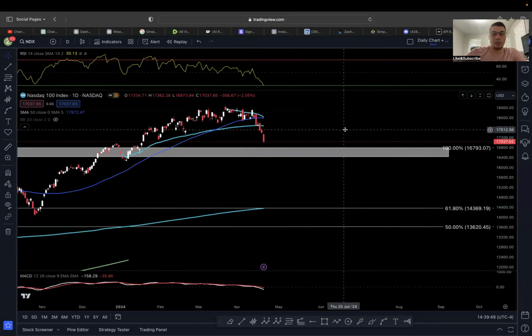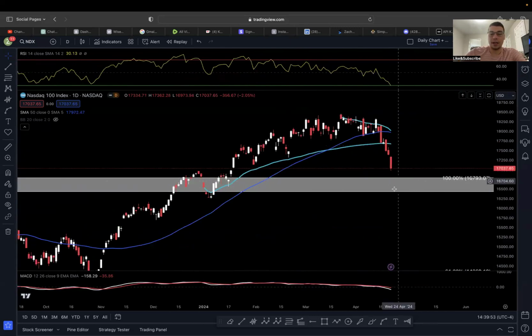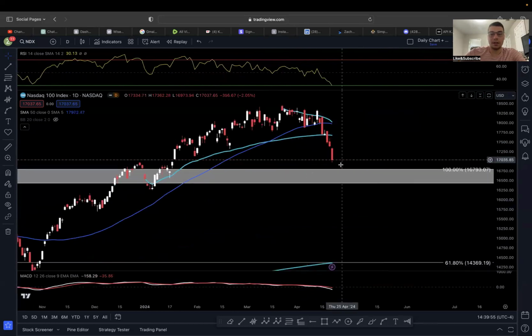Right now, there's still a lot of work to be done. So we started on that higher time frame. We saw that there's a key zone in this level. We know that these are previous all-time highs. Again, we had that little false breakout.